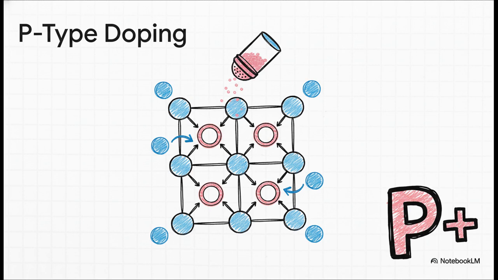This creates what we call holes. Now think of these holes as empty parking spots. The nearby electrons will naturally just jump into these empty spots, and that movement of electrons, hopping from hole to hole, also creates a current. So we've got two different methods, one with extra electrons and one with extra spaces, but they both get us to the same goal: much, much better electron flow.